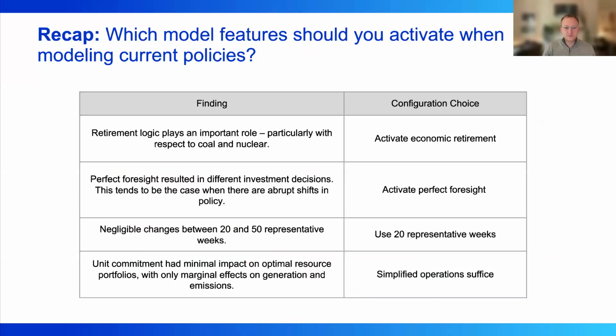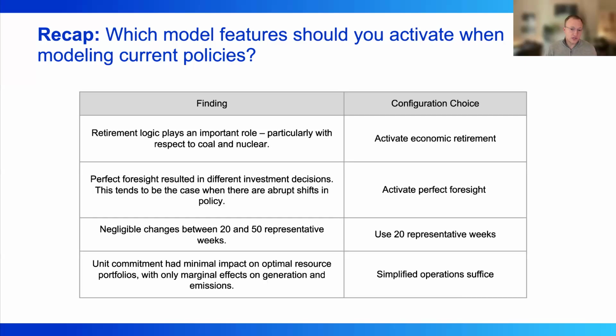Next slide, please. So to recap, the question we were asked was which model feature should you activate when modeling current policies? And we found that retirement logic plays an important role, particularly with respect to coal and nuclear. And so it's likely a good option to activate economic retirement. We found that perfect foresight resulted in different investment decisions. And this tends to be the case when there are abrupt shifts in policies, such as the expiration of IRA. And so it's likely a good option to activate perfect foresight when modeling current policies.